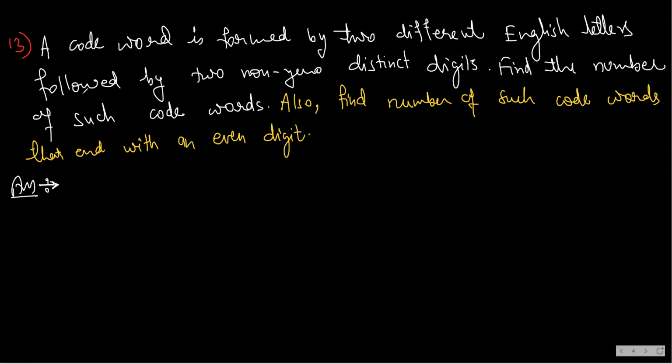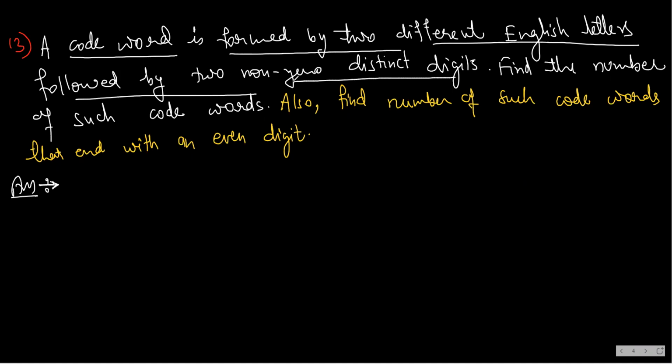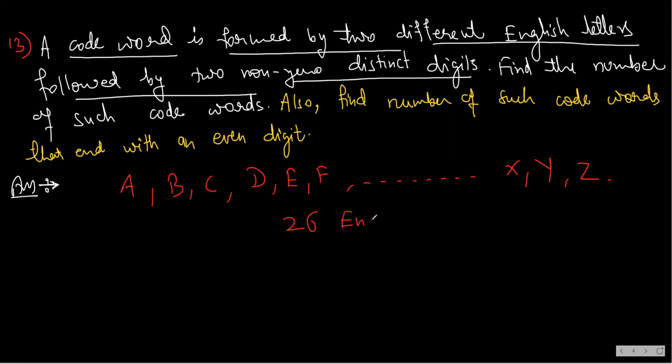We have a question here, number 13. It says a code word is formed by 2 different English letters followed by 2 non-zero distinct digits. Find the number of such code words. Now in the English alphabet, how many letters do we have? We have 26 different letters: A, B, C, D, E, F, and so on, X, Y, Z. So we have a total of 26 English letters.